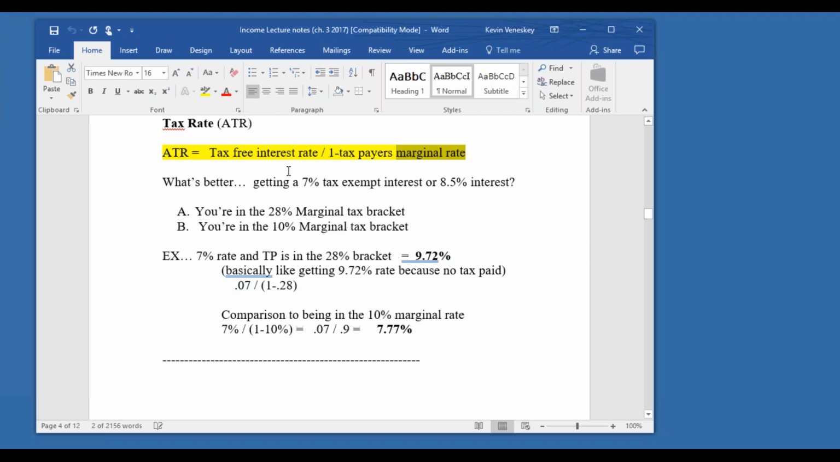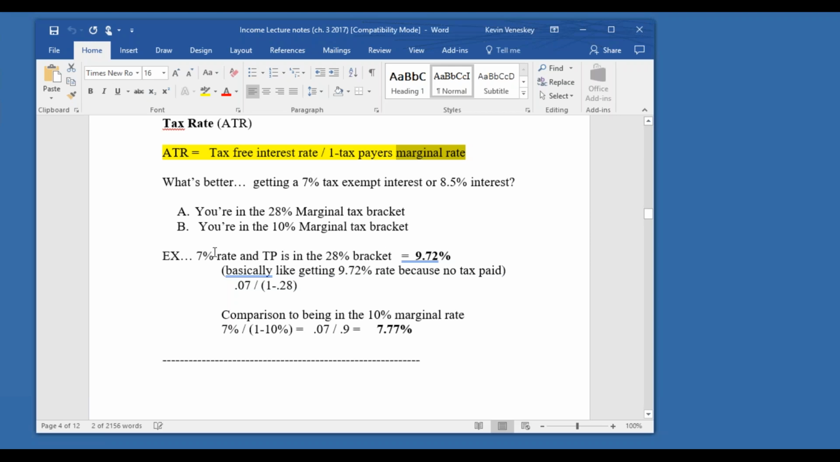So I asked the question here, instead of the 10 and 8 that I gave you, if you were getting a 7% tax-exempt interest, is that better than getting an 8.5% regular taxable interest? And we'll answer this in 2 different scenarios, because it all depends on which tax bracket you are in. If you're in a high tax bracket, we're going to see that it's actually better to have the lower rate but not have to pay taxes on it. So let's see how that works.